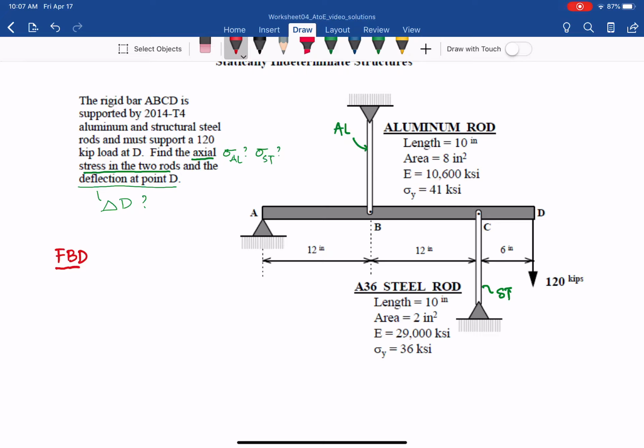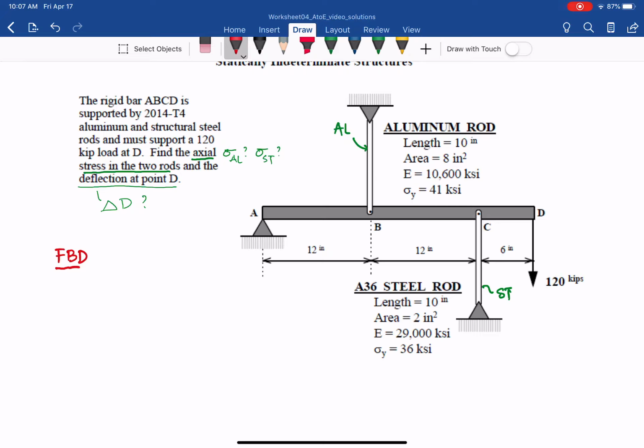ABCD. So that one here, we have A, then 12, 12, and 6. So we have A, we have point B, we have point C, and we have point D there.